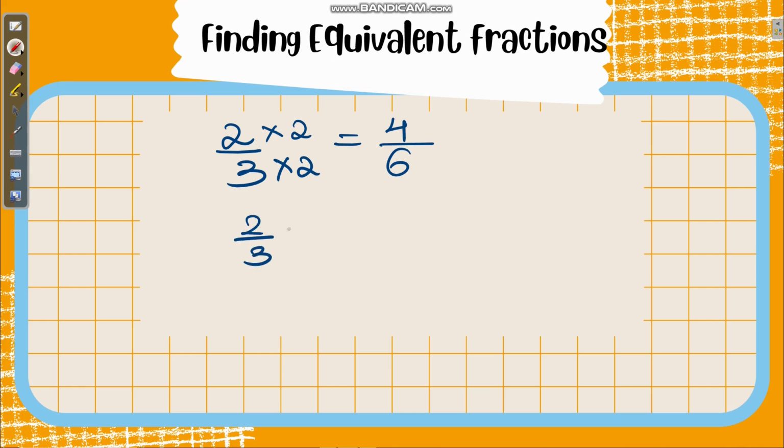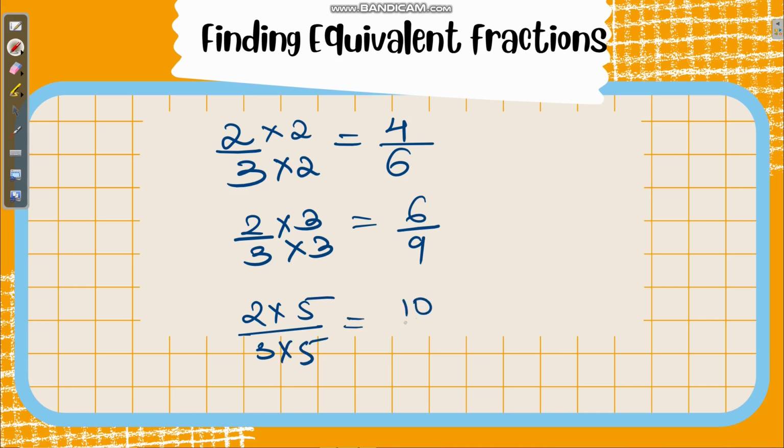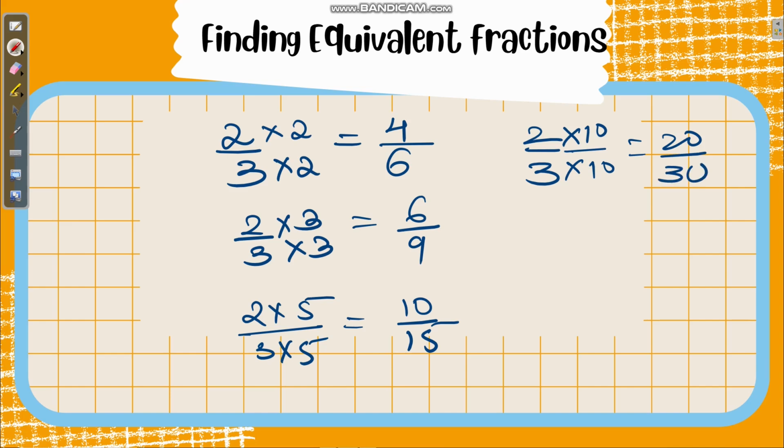If I want one more equivalent fraction, I can take any number, that is 3. But make sure that you multiply the same number to the numerator and the denominator. So here it will become 6 upon 9. So let's take another example, 5. 3 into 5. So it will be 10 upon 15. So let's take the same fraction. Let's multiply by 10 and upon 10. 20 by 30. So you can find as many equivalent fractions as you want, like 2 by 3.